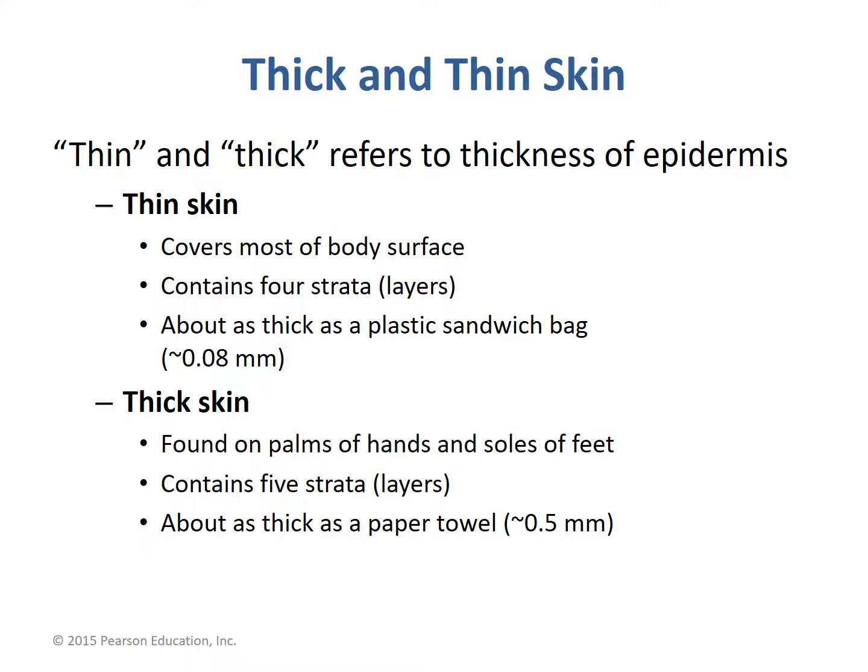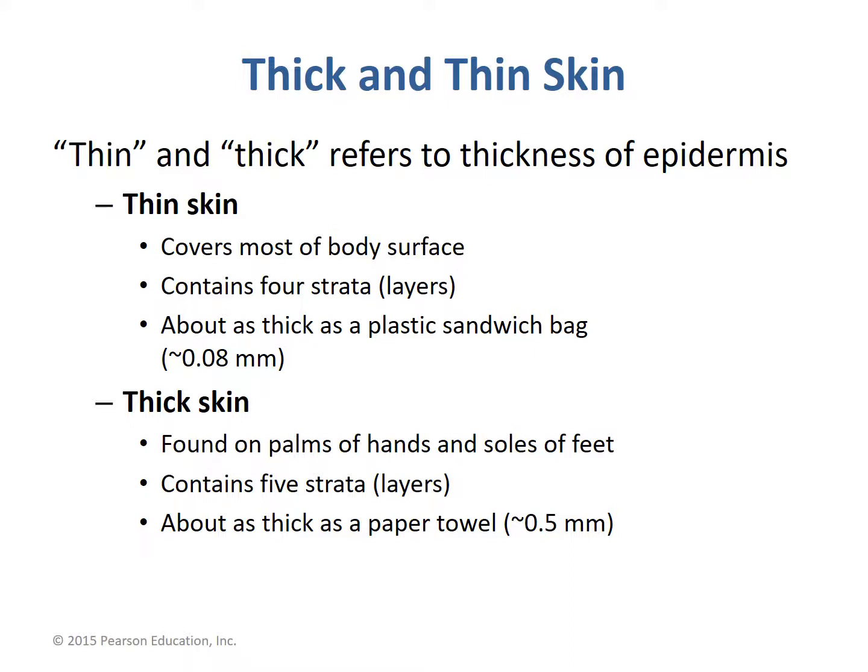Something to discuss before we move on to the layers of the epidermis is thin and thick skin. We're not talking about being tougher or weaker. We're simply talking about the structure of the skin. Thin skin covers most of the body's surface. It contains 4 strata, or layers, and it is about as thick as a plastic bag. Again, most of the skin of the body is thin skin.